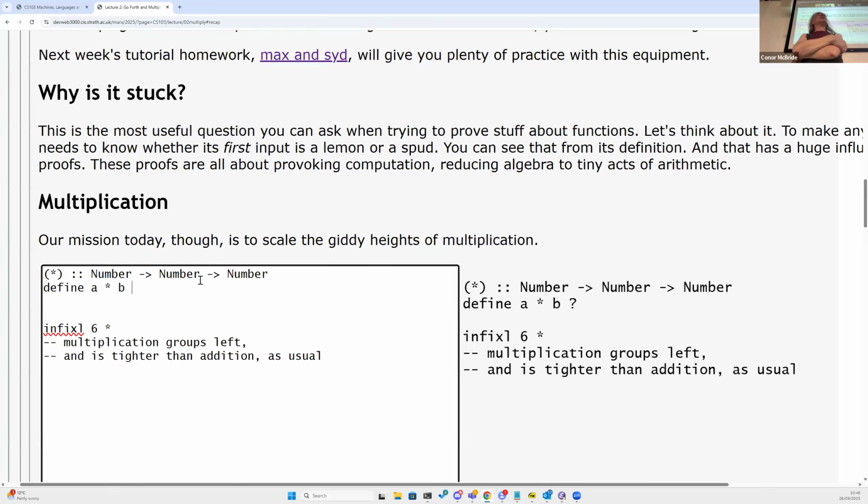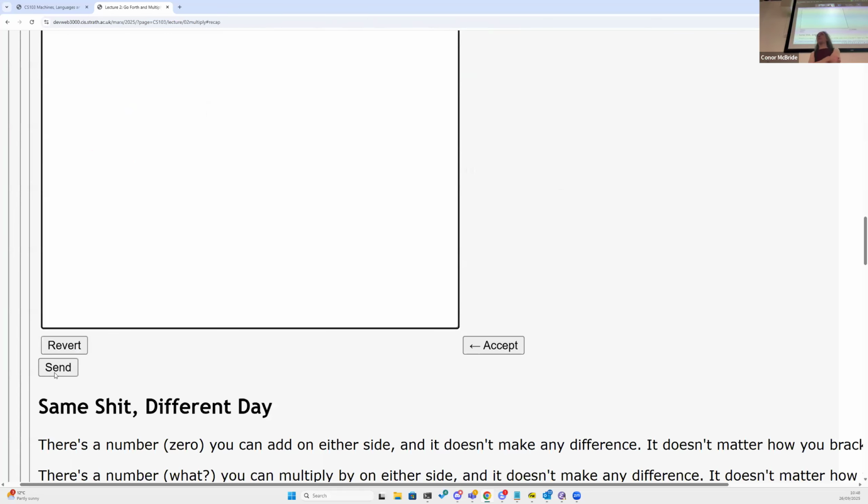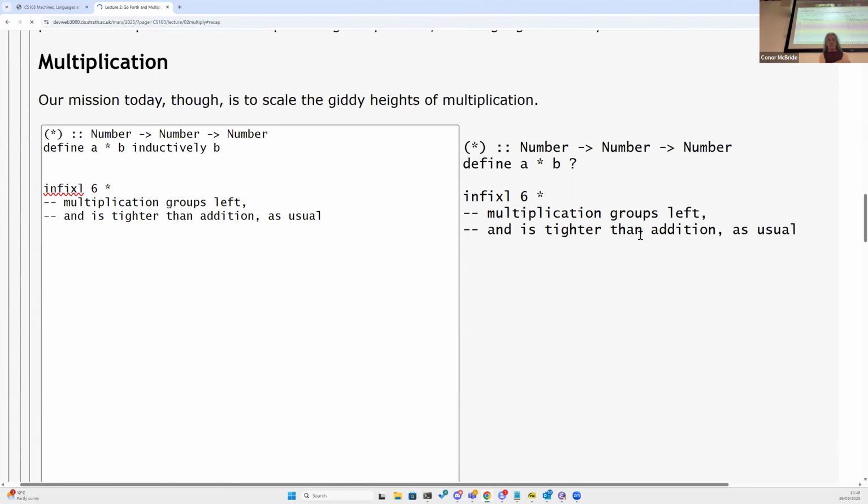We got lots of choices. I mean, we know how to add, so we ought to be able to figure out how to multiply, because multiplying is just adding up a lot. We're close to the end of the lecture, so I'm going to make the arbitrary decision that we're going to go inductively on B. So we're going to add up a bunch of copies of A. How many? B many. If we add up B many copies of A, we'll be good.